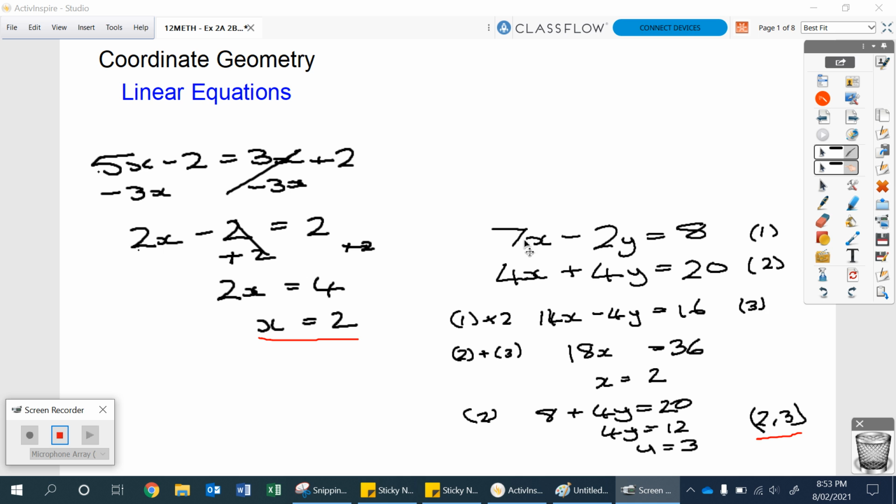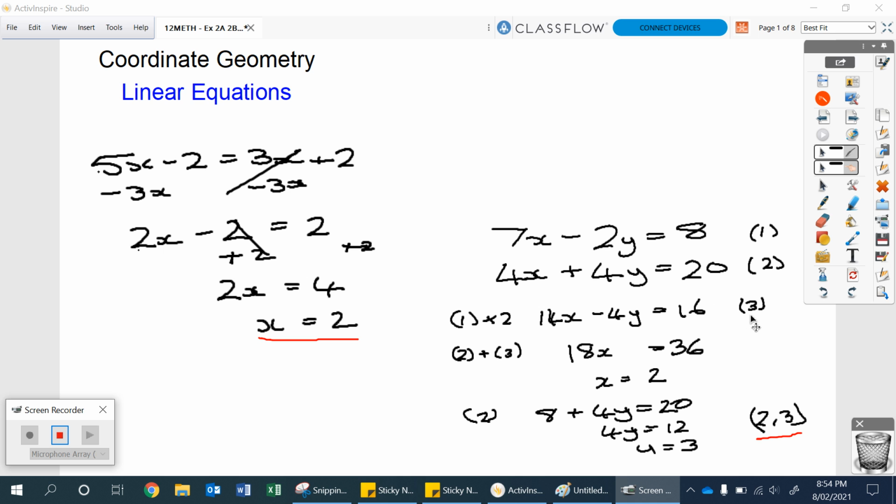Then we have a look at a simultaneous equation. So simultaneous equation we've got here, 7x minus 2y equals 8, 4x plus 4y equals 20. Note, make sure you number the equations, give them a label so we can refer to them when we're doing the working out. We need to get either these two numbers to match or these two numbers to match. If I multiply this equation by 2, I'll get a negative 4y there to match this 4y. So equation 1 times 2 gives us 14x, double 7x, minus 4y equals 16, double 8.